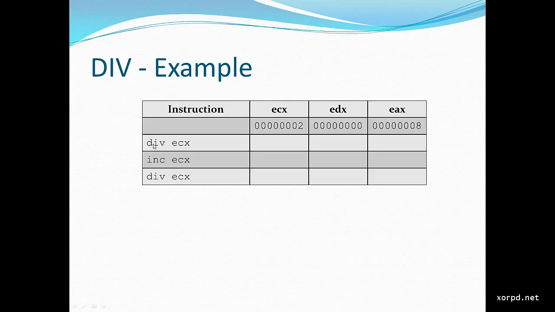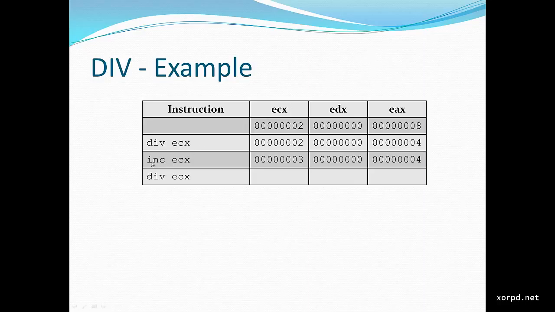The first instruction is div ECX. It is going to divide EDX, EAX by ECX. Actually, it meant dividing 8 by 2, which is actually 4.